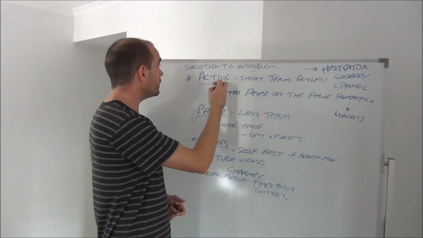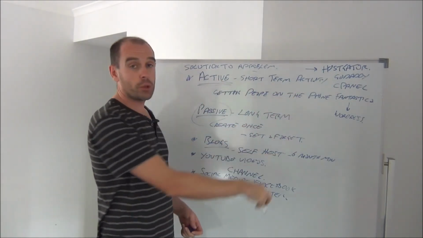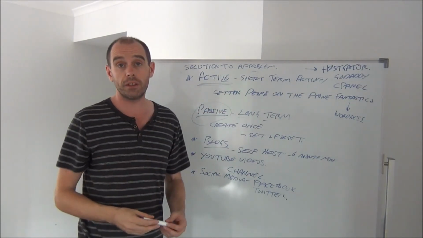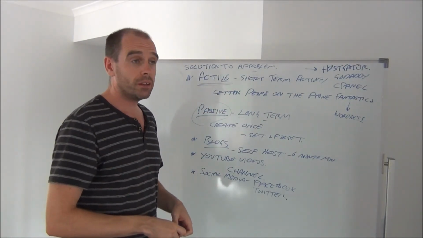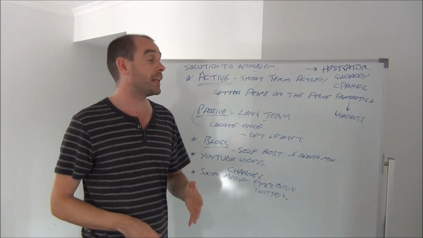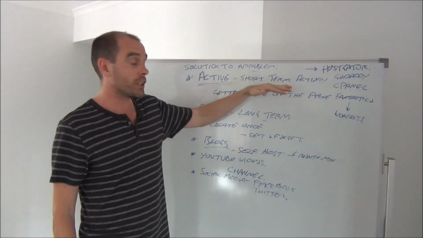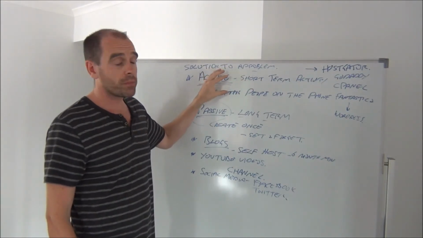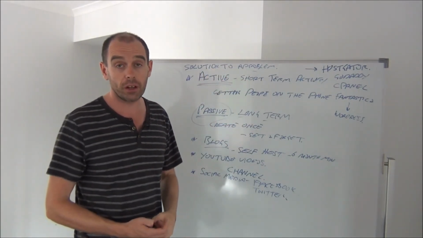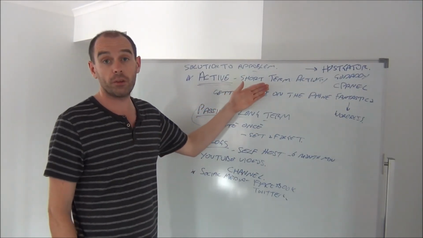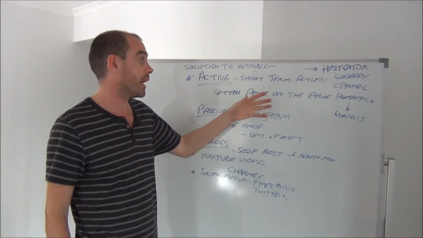So, active, short-term activity, passive, long-term activity. Make sure you work on both of these. If you're brand new, you haven't got a business or you're just starting a business, you're going to spend a little bit of time working on this to generate some cash flow. You want to be on the phone, speaking to people, getting a decision out of them whether your business is for them.